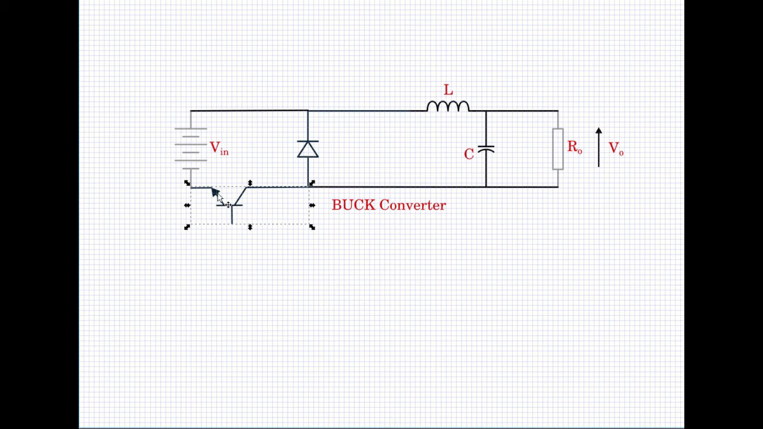Let me click on this BJT switch and rotate it in such a way that it is facing in this fashion. Further, let me also position it such that it is in this kind of a topology. Now I will put in some labels.